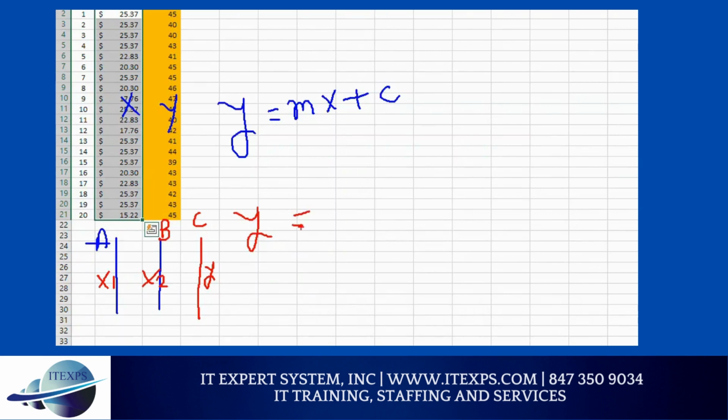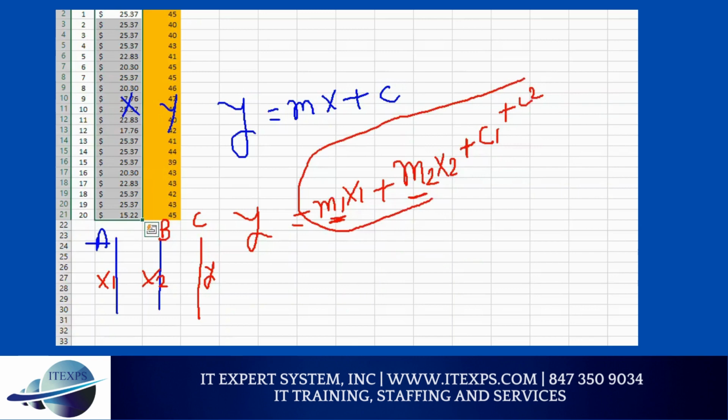Y equal to m1 x1 plus m2 x2, plus c. You write it like this. So what is m1? What is m2? Sometimes you may have c1 plus c2 also. All those things our Excel will calculate for us.